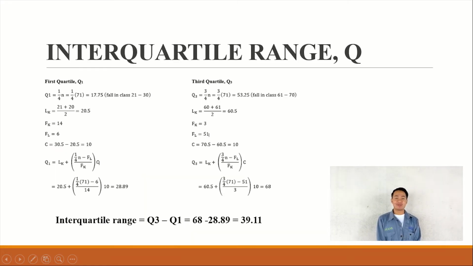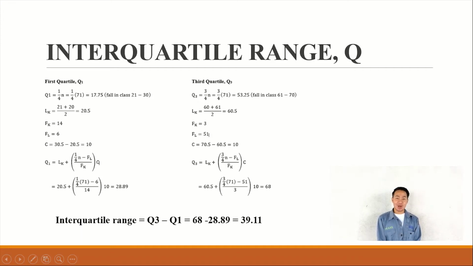Okay, now we calculate the first quartile. The formula of the first quartile is LK plus (1/4 n minus FL over FK) times C. Firstly, we need to find the values of LK, 1/4 times n, FL, FK, and C. When we get the answers, we substitute the values into the formula, and we get the first quartile is 28.89.